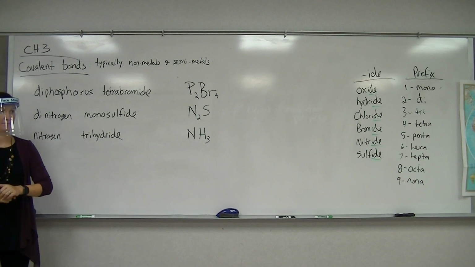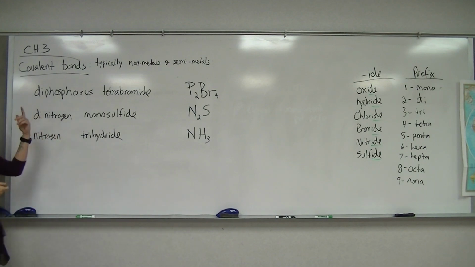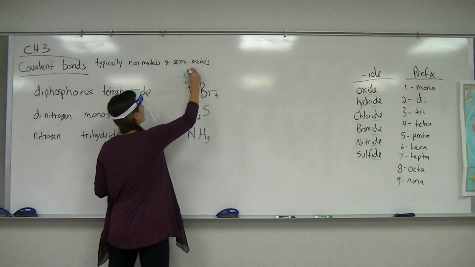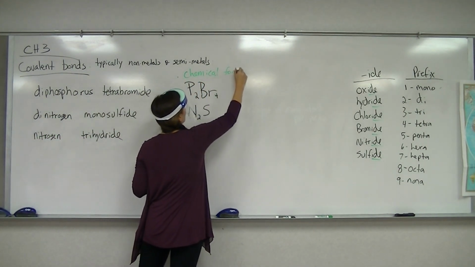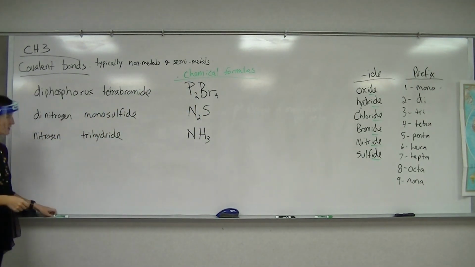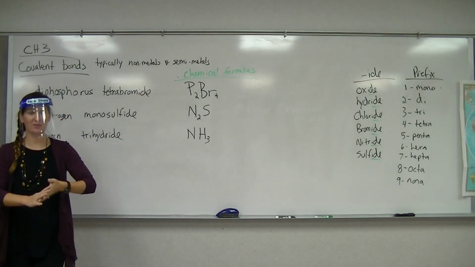Questions on this? This is it for covalent. So you've learned how to name covalent compounds and how to come up with chemical formulas. So these are chemical formulas, just so you can get the terminology. If they ask you for chemical formula, you know this is what they're looking for: symbols with the numbers.